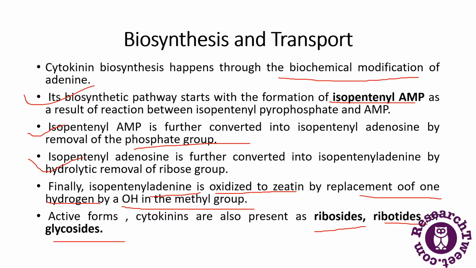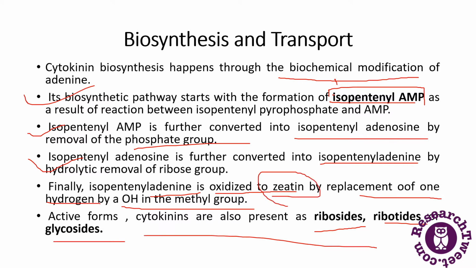This is how biosynthesis and transport of cytokinin in plants takes place. The formation of isopentenyl AMP is the first step. Then isopentenyl AMP gets converted into isopentenyl adenosine. Then it gets converted into isopentenyl adenine, and finally it gets converted into zeatin. And these are the three active forms of the cytokinins.